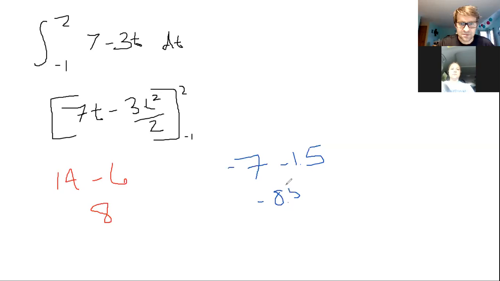Top minus the bottom. So we subtract these answers: 8 minus -8.5 would be a positive 16.5. Let's hope I did that right.